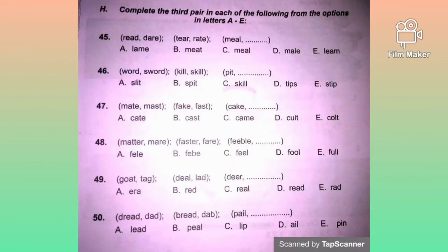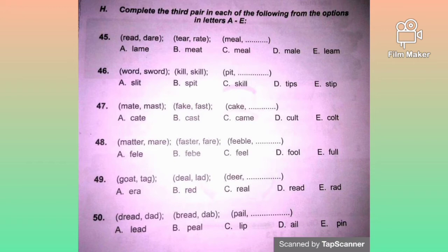This is going to be very interesting. In this anagram, we're not just going to be forming a word, but we are going to be following the pattern. Now complete the third pair in each of the following from the options in letters A to E. Now if you look at the first one we have there, we have read. Any other word can actually come out from this word, but look at the pattern they used. R-E-A-D. Now they are starting from the last. D-A, then the first letters, R-E.